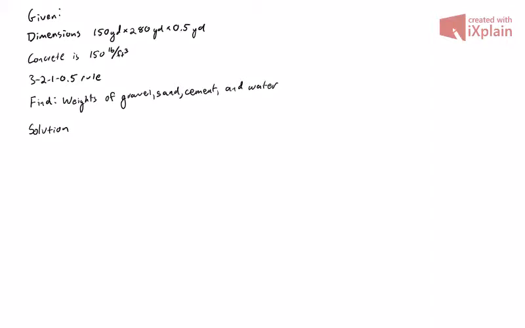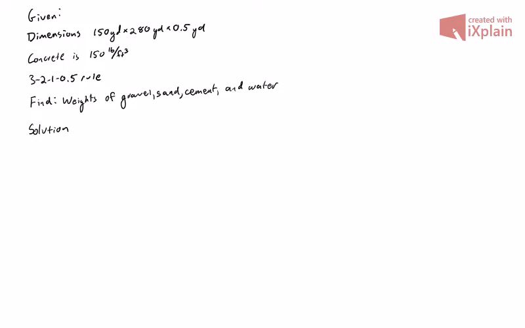All right, so for this example problem, it says, with much fanfare from the Brigade of Midshipmen, the USNA administration finally agrees to convert Worden Field into a parking lot. The parking lot will be 150 yards long, 280 yards wide, and half a yard thick. How much gravel, sand, cement, and water will USNA need for this project in tons, assuming a specific weight of concrete of 150 pounds per foot cubed?